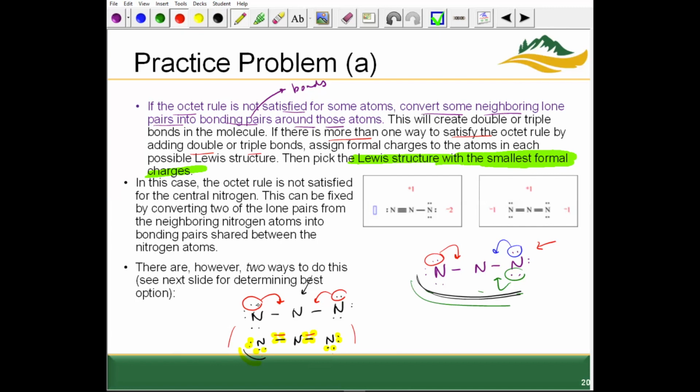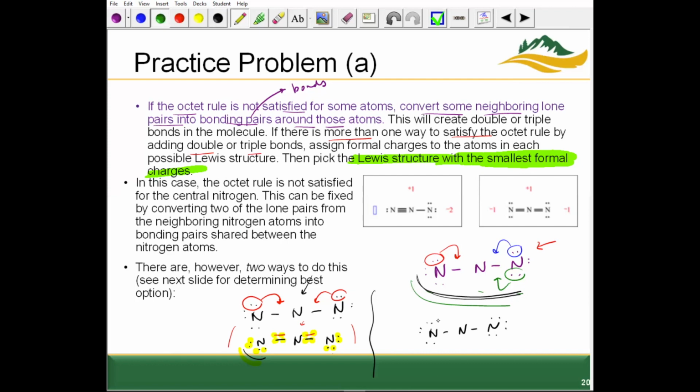Right now I just took 1 lone pair from this nitrogen and 1 lone pair from this nitrogen and formed 2 double bonds around the central nitrogen. We're not quite done in thinking about the possibilities though.